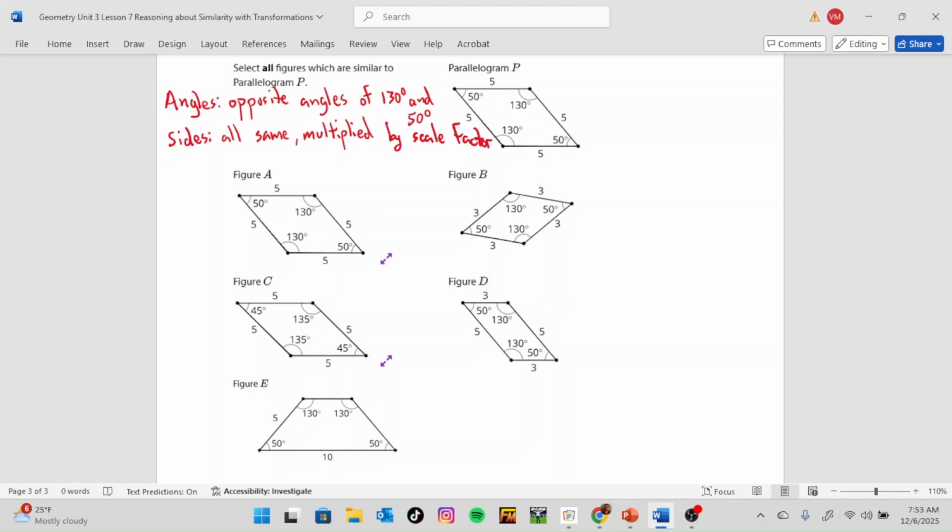If I look at figure A, I have opposite angles of 130 and 50. That's exactly what I needed. All of my sides are the same. That's our second point. And they need to be multiplied by a scale factor. Well, I can scale from 5 to 5 if I multiply by 1. So figure A is similar.